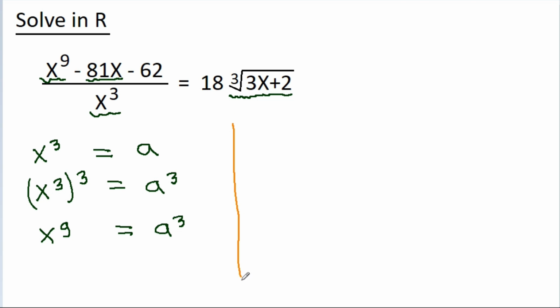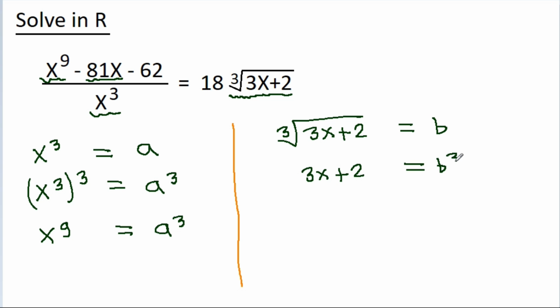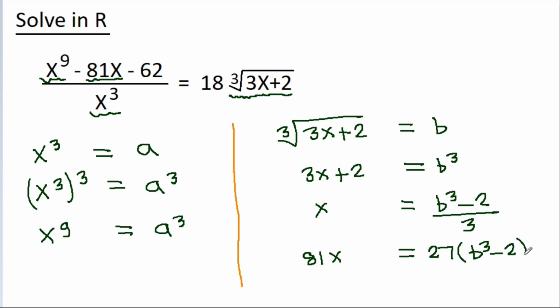So if we take the cube root of (3x plus 2) as b, then we get 3x plus 2 is equal to b^3, or x is equal to (b^3 minus 2)/3, and 81x will be equal to 81/3, which is 27, times (b^3 minus 2), or 81x is equal to 27b^3 minus 54.